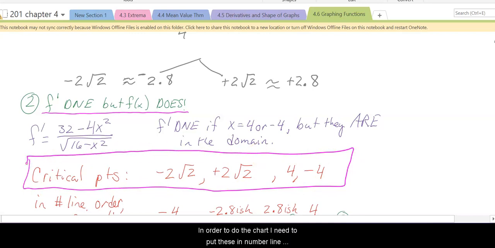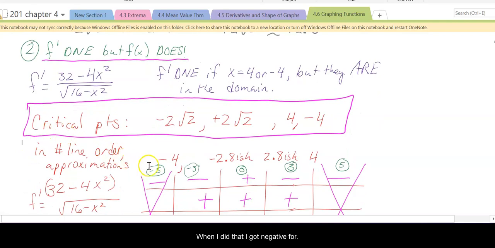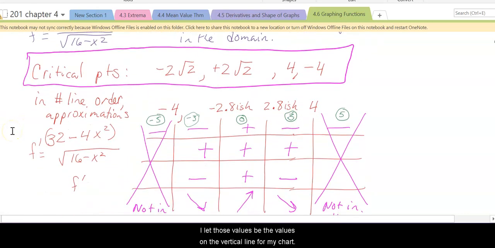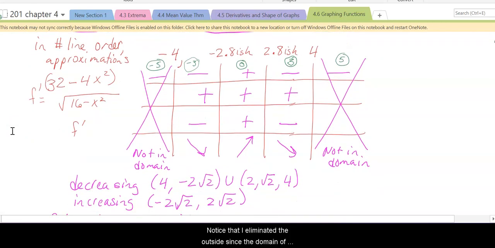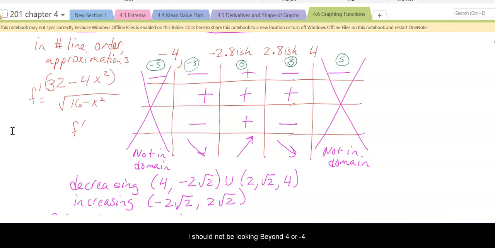In order to do the chart, I need to put these in number line order and get an approximation for the radicals. When I did that, I got -4, -2.8-ish, 2.8-ish, and 4. I let those values be the values on the vertical line for my chart. Notice that I eliminated the outside since the domain of the entire function is only from -4 to 4. I should not be looking beyond 4 or -4.